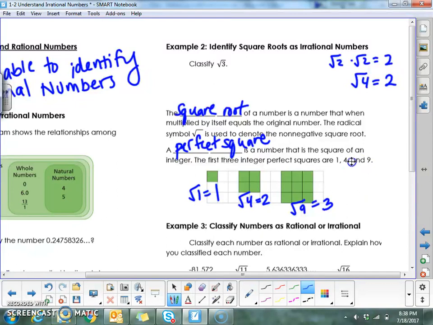Now if you look at the square root of 3, that's going to fall somewhere in between the square root of 1 and the square root of 4. And since you cannot write the square root of 3 as an integer, because 1 squared and 2 squared are 1 and 4, and it has to be somewhere in the middle, this is what's going to be called an irrational number. So we are going to classify this as an irrational number.